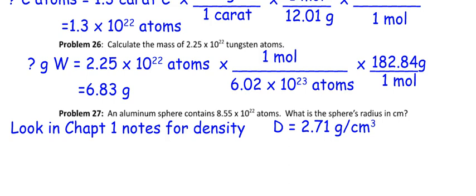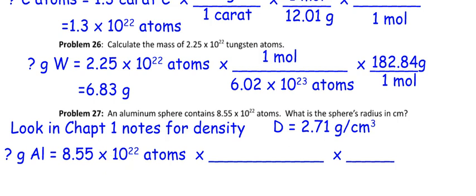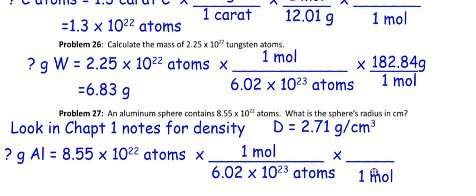This is like a multiple stepper, isn't it? So I'm going to find grams first. Periodic table, that's right. But first I need to get rid of my atoms to moles, right? What goes on the bottom now? Moles. And where'd that come from? Periodic table. And so now what? 8.55 EE22 divided by 6.02 EE23 times 26.98 equals this.